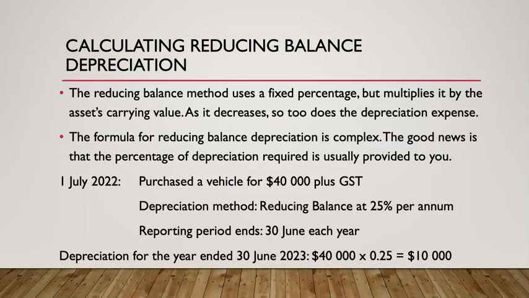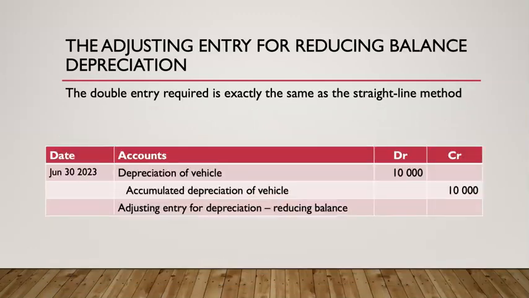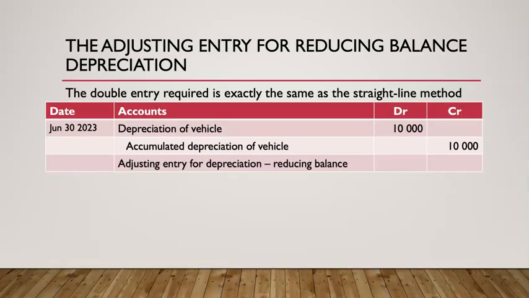So $10,000 depreciation for the first year. How do we record this? We record this in our general journal. Depreciation of vehicle, the expense, is a debit because, as we always know and keep reiterating, expenses increase our debits. And we also have a credit, accumulated depreciation of vehicle, because we are recording that our asset is going down. This is a credit, and accumulated depreciation of vehicle is a negative asset account.